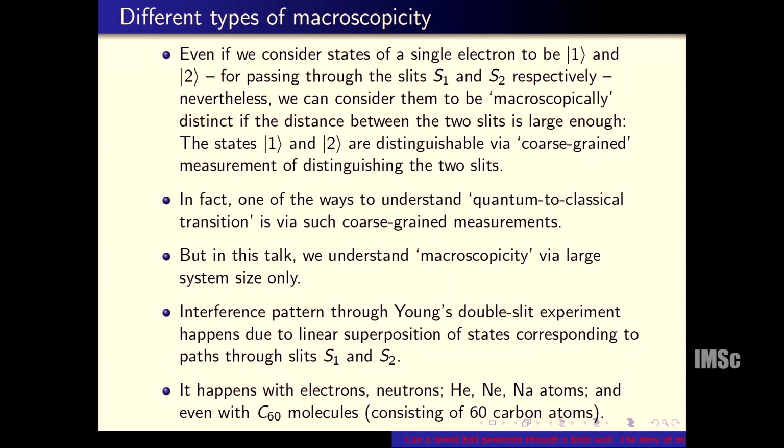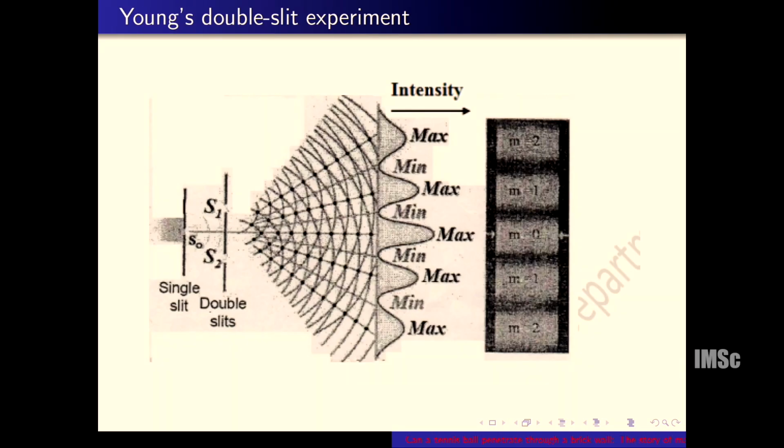Okay, good. So now, as I said, there are different types of macroscopicity. If we look here, it can be a single electron or single photon passing through either this slit or this slit. But still their states can be macroscopic in nature, in the sense that the distance between these two slits I take to be very large. This is like distinguishing these states through a macroscopic distance, and therefore in principle you can use coarse-grained measurement. So the states corresponding to slit 1 and slit 2 can be macroscopically distinguishable states, even though there is only one particle.